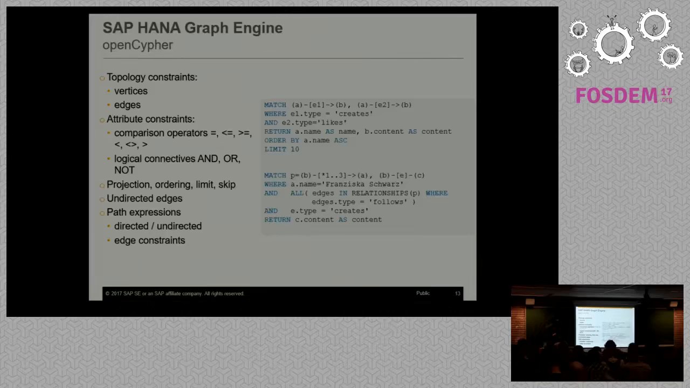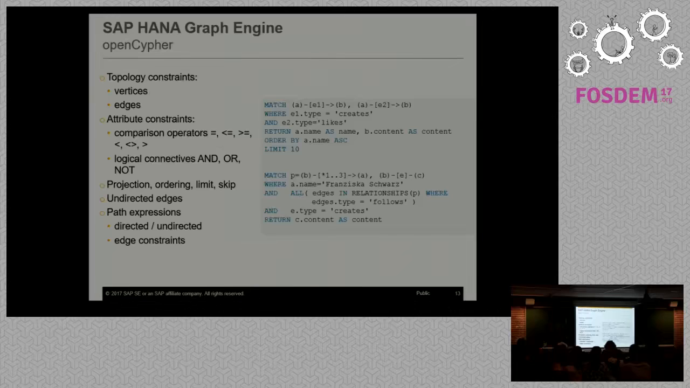We can match edges and vertices, and we can express arbitrarily complex filters in it. We can project the result and sort the result. So in the first example, we are looking for two vertices which are connected by two edges, and the first edge is of type creates and the second edge is of type likes. That means that we are looking for persons that created a post and liked their post.